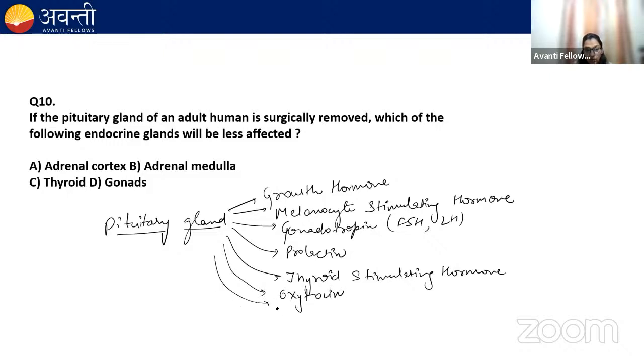Oxytocin, vasopressin. Remember this, that oxytocin and vasopressin are synthesized in the hypothalamus but released from the posterior part of the pituitary. And they also release ACTH, which is adrenocorticotrophic hormone.